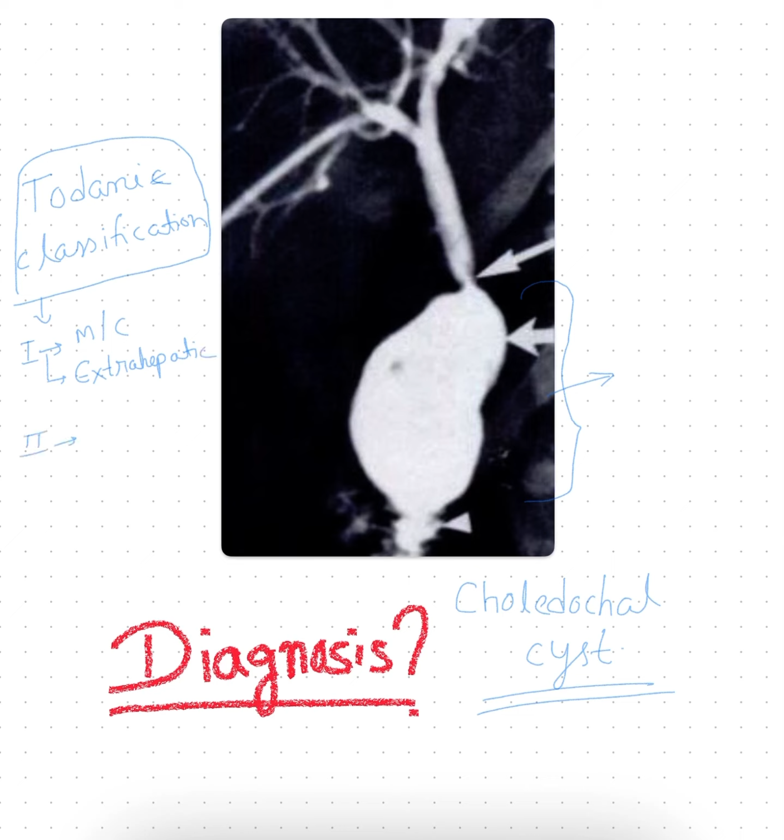Type 2: there is the diverticular or pouch-like development from the main ducts. So the keyword is pouch-like or some diverticulum from the common bile duct.